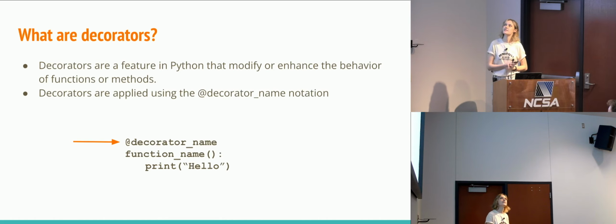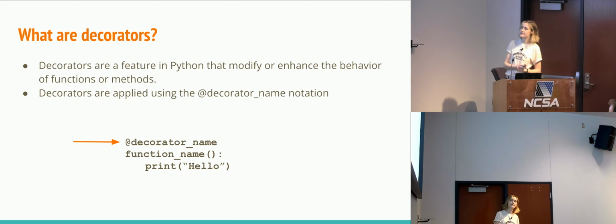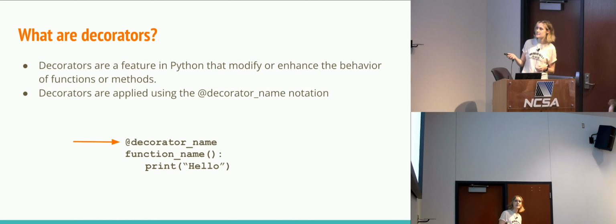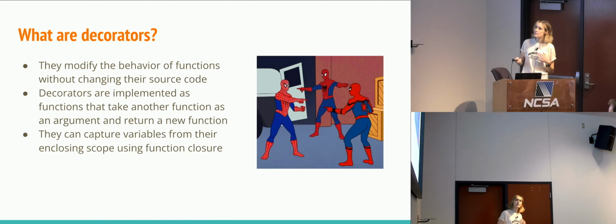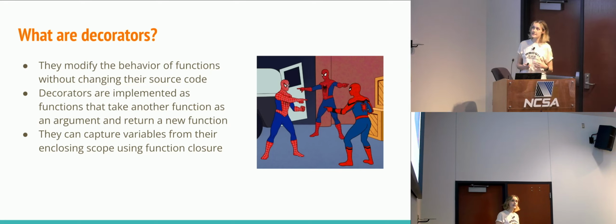Okay, decorators. What are they? They're a feature in Python that modify or enhance the behavior of functions or methods, and they're applied using that notation there. You've seen them. It's just that little guy up there. But what are they really? Well, they modify the behavior of functions without changing their source code. And decorators are implemented as functions that take another function as an argument and return a new function. And they can capture the variables from their enclosing scope using function closure.